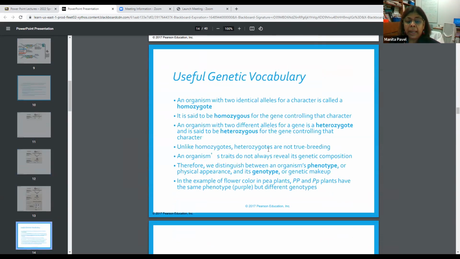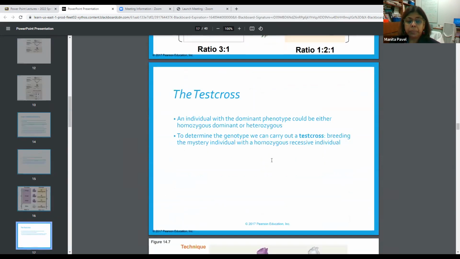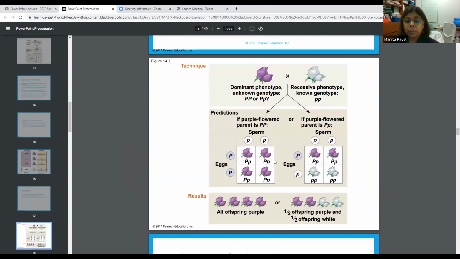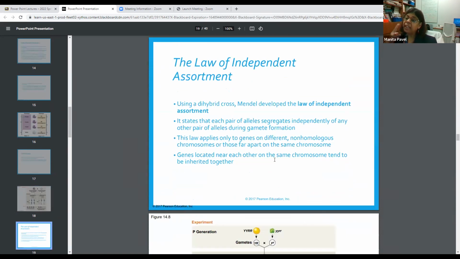So let's go now to, we've conducted the test crosses, the second law of inheritance, the law of independent assortment. What is the law? Very important, students. These laws keep in mind and remember. Law of independent assortment states that each pair of alleles is going to separate out independent of the other pair of alleles during gamete formation.